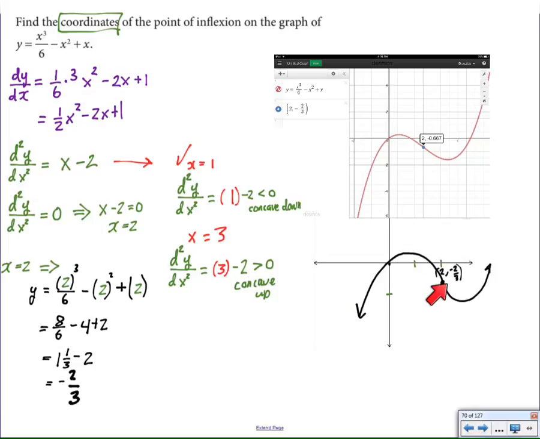the given (2, -2/3). To verify on the computer, I verify that (2, -2/3) is a point on the graph, but I also look at the concavity. Concave down when x is less than 2, concave up when x is greater than 2, which is confirmed by my analysis.